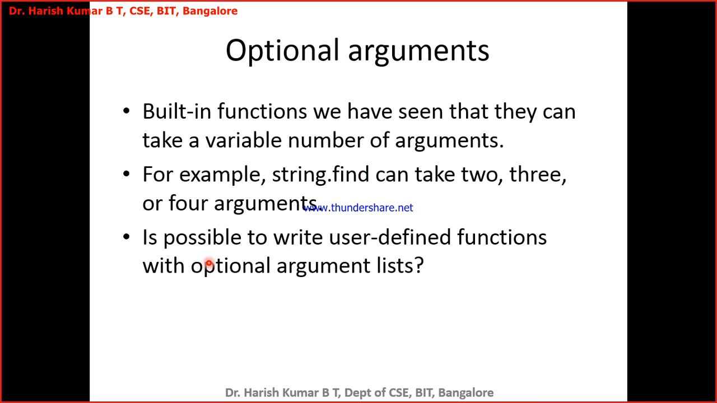Now the question is, find is a built-in function that can take a variable number of arguments. Is it possible to write a user-defined function with an optional arguments list? If it is possible to write a user-defined function with an optional argument list, then you can go for passing a variable number of arguments. The answer to this question is yes. You can write user-defined functions which take a variable number of arguments.